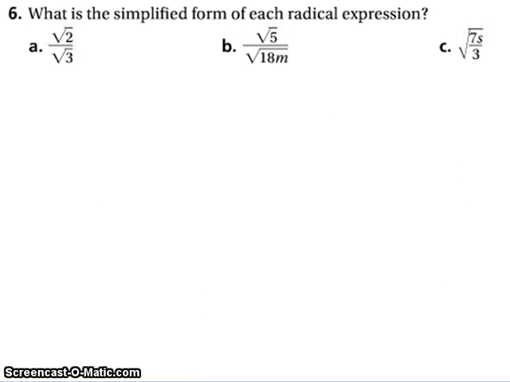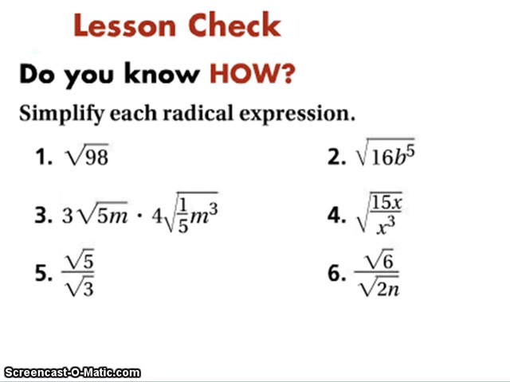Okay, a few more. In this case, remember, break it up. Square root of 7s over the square root of 3. Okay. And here is your check. All right. That's section 2, simplifying radicals.